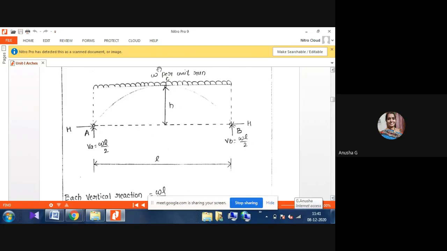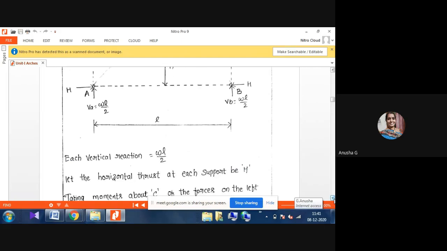You add these two, then you will get W into L. VA plus VB equals W into L, like that we can take. Each vertical reaction is WL by 2. That already we know how to calculate the vertical reactions. VA plus VB equals W into L, and if you take the moment at A, VB into total distance L minus W into L into L by 2, then you will get VB equals WL by 2. Then we substitute in equation 1, VA equals WL by 2. Those are the two vertical reactions I have to find.